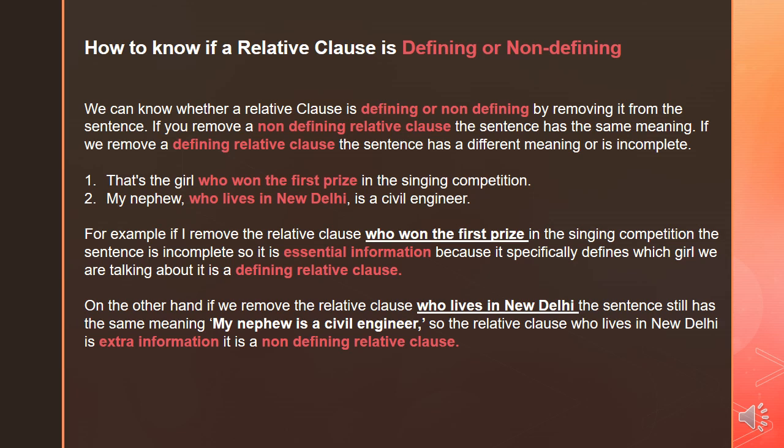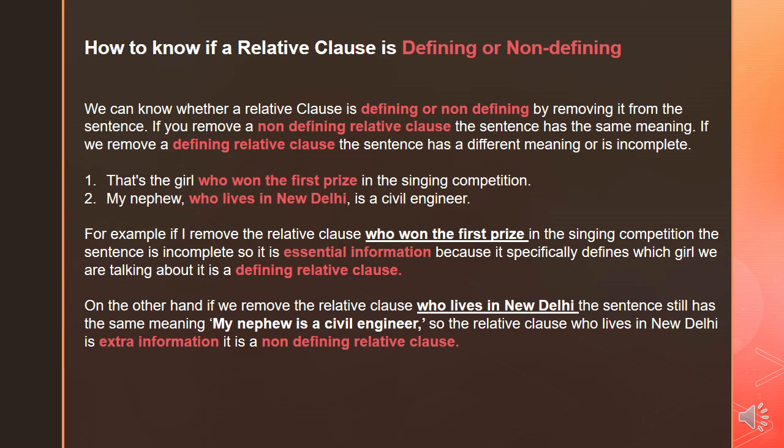Whereas, if I add this, who won the prize, the girl, that's the girl who won the first prize in the singing competition, then it becomes a complete sentence. It gives a complete meaning. Here, we can know the difference between a defining relative clause.